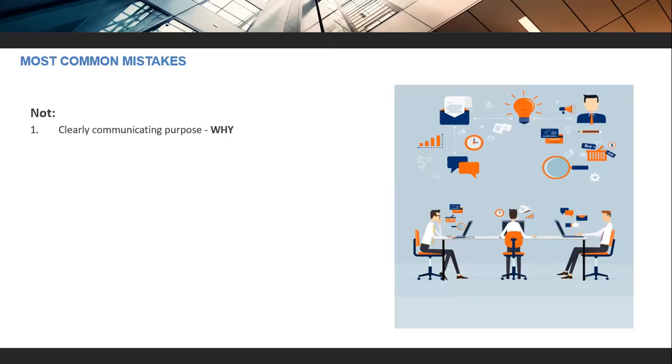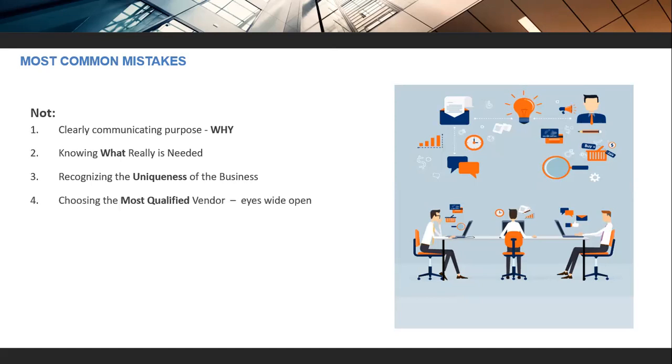We talked about the common mistake. The common mistake is not clearly communicating why we need such an application or solution. We talked about what is really needed and knowing exactly how to do it. On uniqueness, we said that you might bring in a consultant who worked in another hospital, and he says, well, let's use the same application, or the IT person who used a different application. But there is a uniqueness in your business that is different from your competition or your neighboring company. In choosing the most qualified vendor, you have to keep an open eye, and you give the implementation the time and attention needed, because you're investing in a solution for the long term.